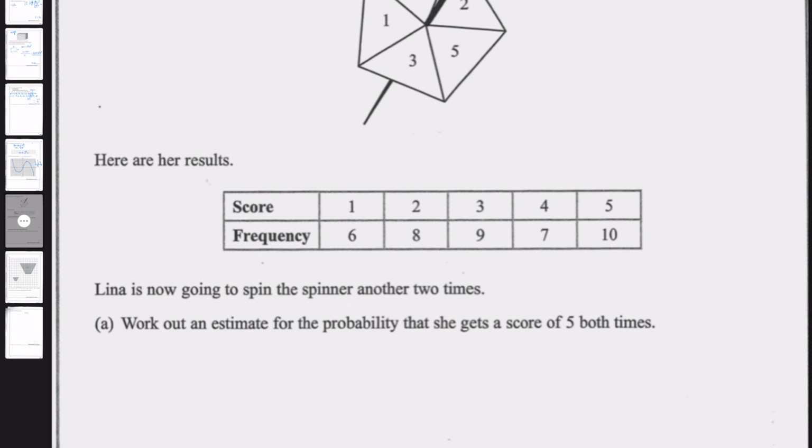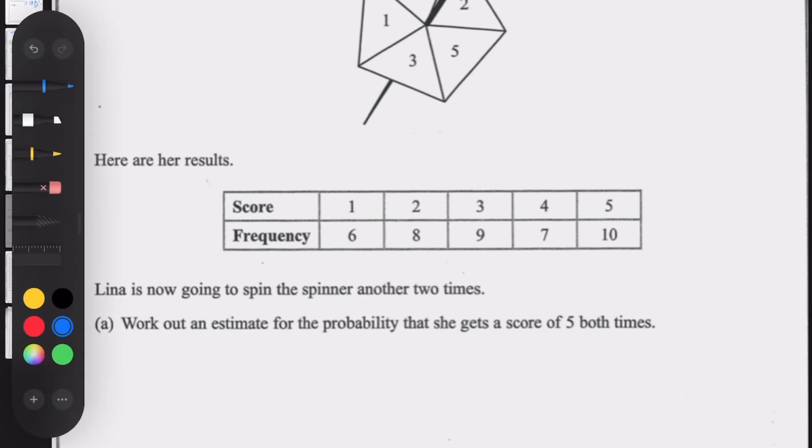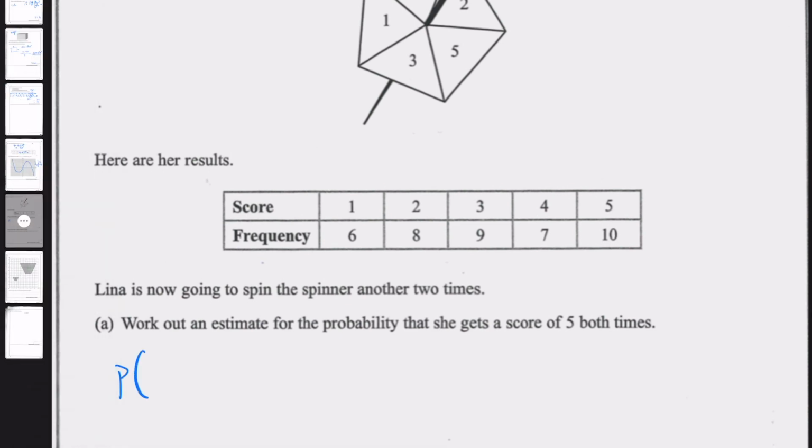So the probability of getting a 5 and then another 5, so we use this upside down U shape for "and", and an "or" is like with a U shape like this, and we just got to make sure we multiply the 2 probabilities together. So she scored 5 10 out of the 40 times, and then we're going to times it by another 10 out of 40. So that's the first one, that's the second one.